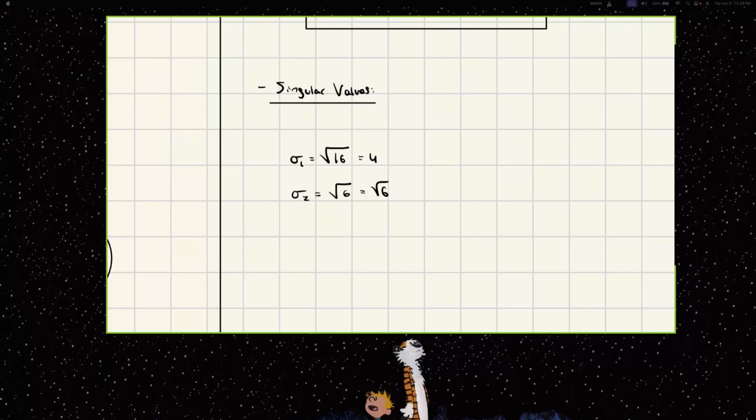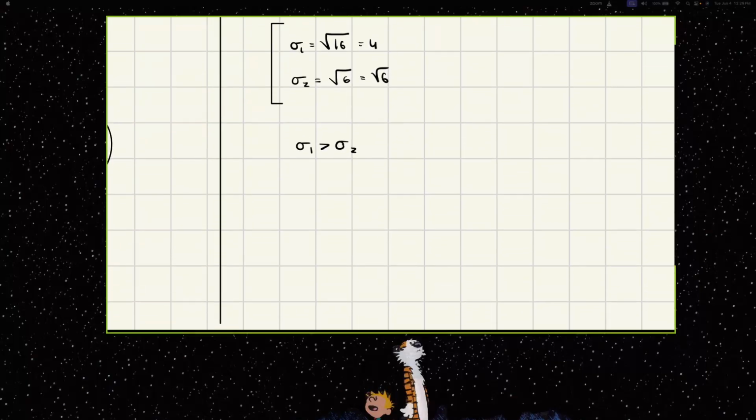And then there actually isn't a third singular value. The important thing is that for the singular values we're only considering the positive eigenvalues of A transpose A or AA transpose. And so we ignore 0 or negative eigenvalues. So really we only end up with 2 singular values in this case because our third eigenvalue was 0. And of course we want the first singular value to be greater than the second singular value. So that's why I label this as singular value 1 and this as singular value 2.